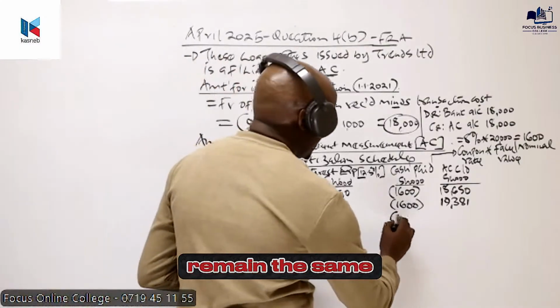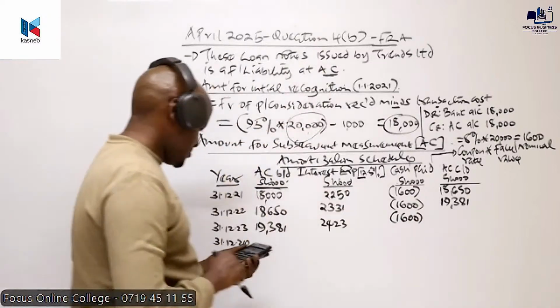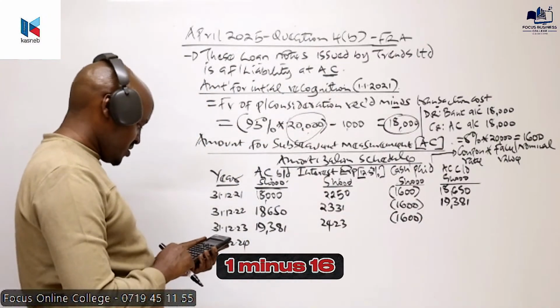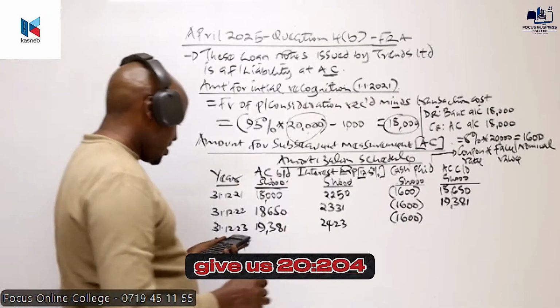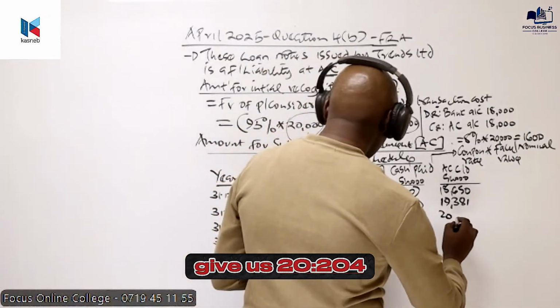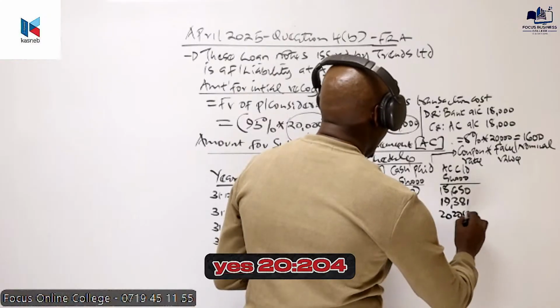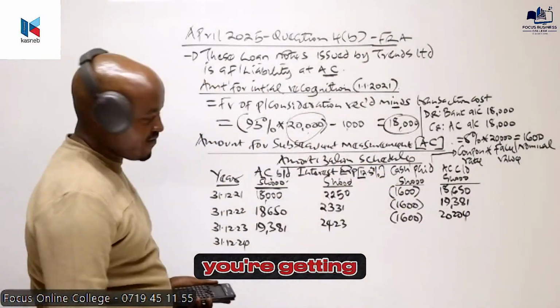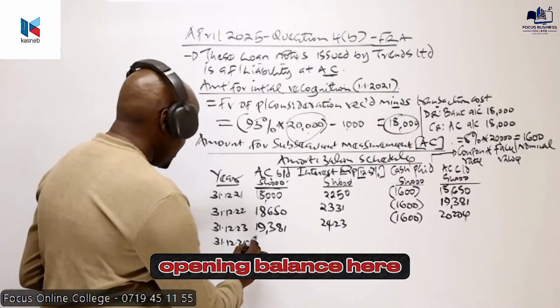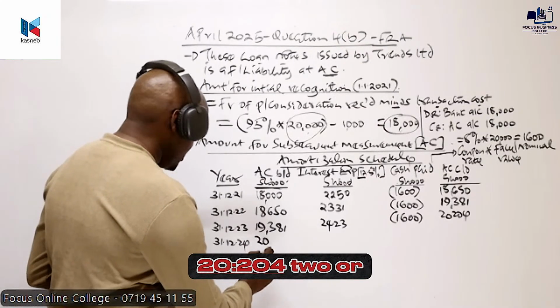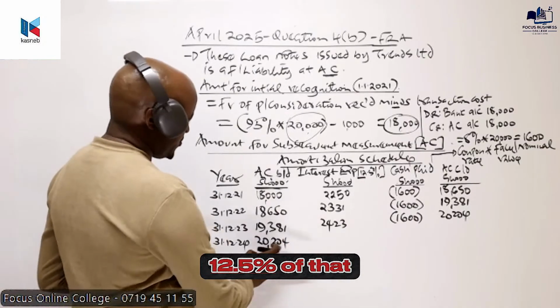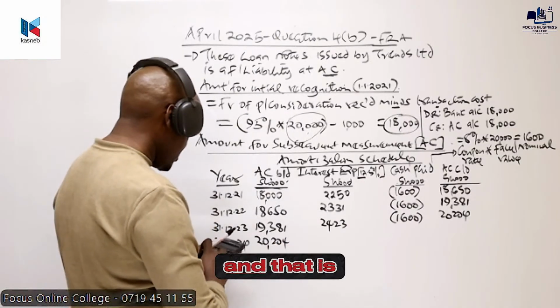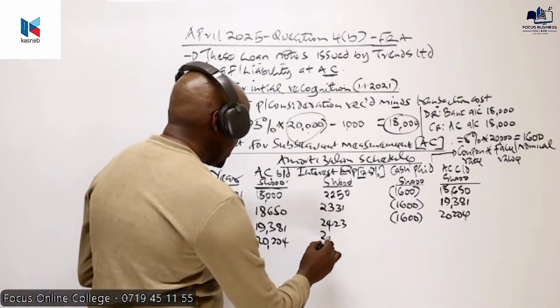2,423. So these remain the same. 19,381 minus 1,600. And that will give us 20,204. Yes, 20,204. Is that what you're getting? And basically that will be the opening balance here, 20,204. Yes. So we get the interest, which will be 12.5% of that. And that is 2,525.